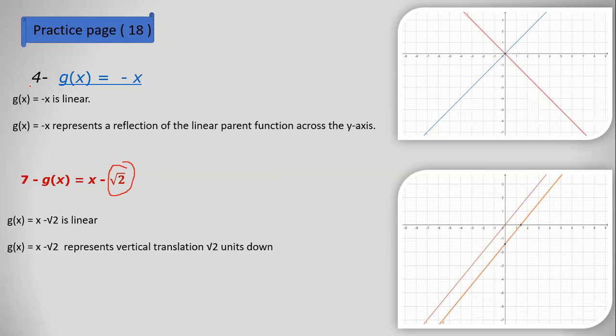Here, example number 4, look at the graph. This is the original parent linear function as a line like this. I will check what the type of the transformation is. I will check first using translation. Is it a translation? No. Why? Because a translation moves up or down. So it is not a translation.